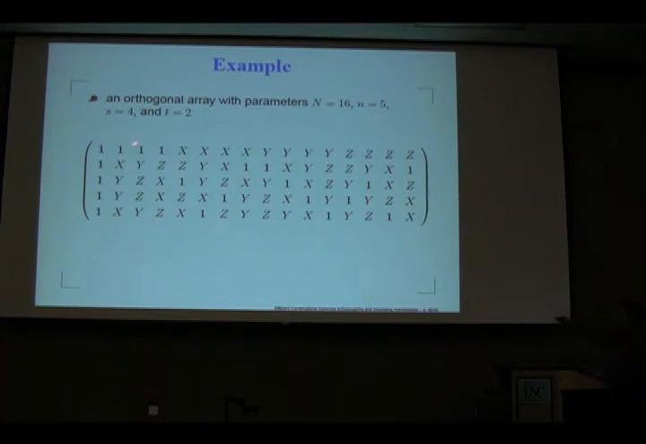So let's look. If we're working with pair interactions, then the strength is going to be equal to 2. Let's look at the first two rows, and now you can convince yourself that here we have the pair 1 1, 1x, 1y, 1z, and you can see that every possible pair occurs exactly once. This orthogonal array is designed in such a way that if you pick this row and this row, this condition is going to be satisfied, and so on.